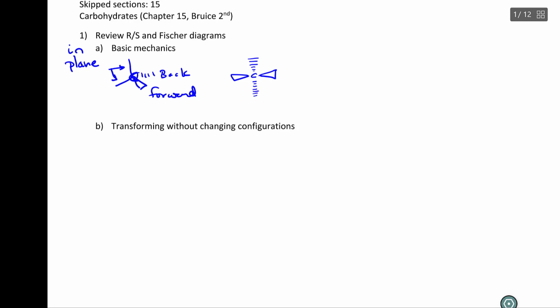So what this means is that these groups are coming forward from the carbon. The carbon is in the plane of the paper, and then these hatches mean they're backwards. Okay, so these are back, and these ones are forward. So what Fischer did is he reduced that down to this kind of structure. So it's implied in a Fischer diagram that the atoms on the sides are going forward and the atoms top and bottom are going backwards.